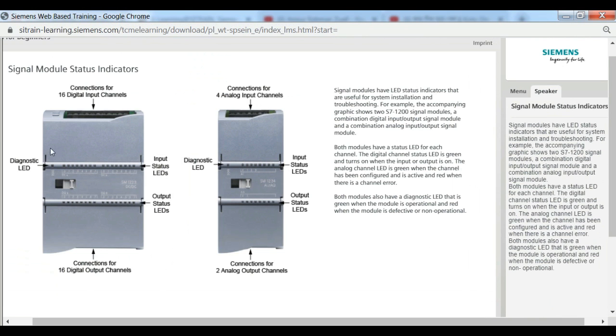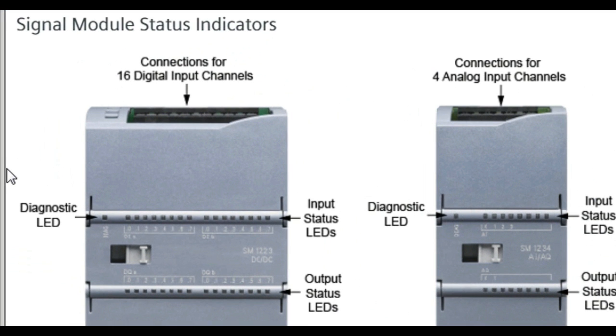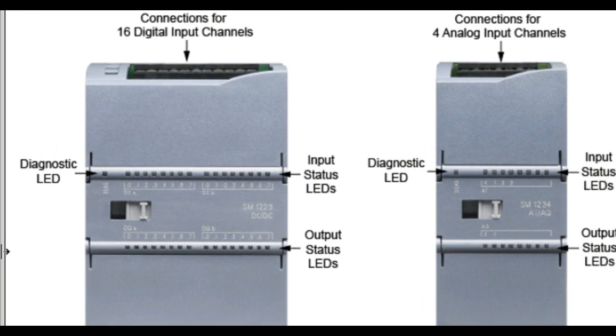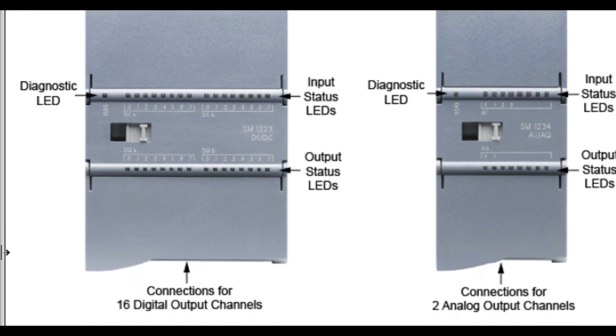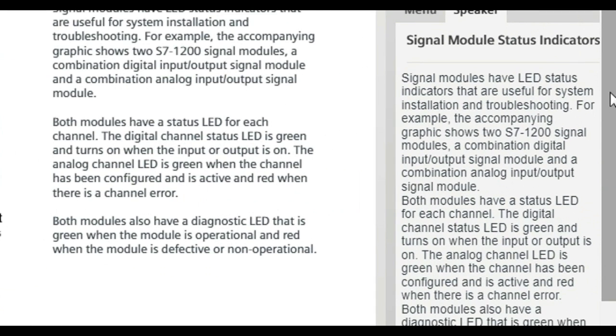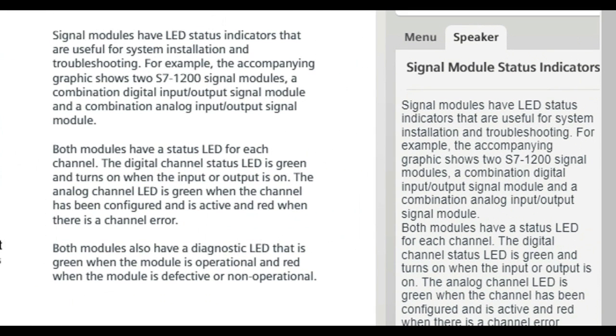Signal modules have LED status indicators that are useful for system installation and troubleshooting. For example, the accompanying graphic shows two S7-1200 signal modules, a combination digital input-output signal module and a combination analog input-output signal module. Both modules have a status LED for each channel.